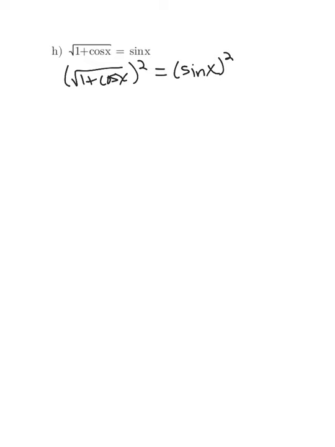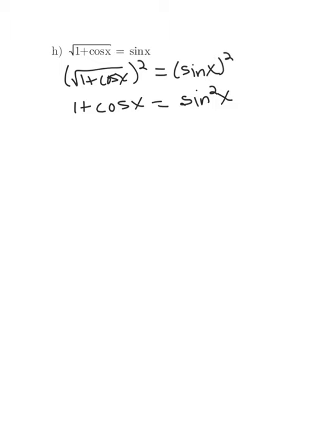When you square a square root, they offset each other, cancel if you will, and you would be left with just 1 plus cosine x. Squaring the sine just gives you sine squared x. So what happens now is we got rid of the square root, which is great, but now we have two different functions. So what we are going to do is think about the fact that we have a Pythagorean identity that uses sine squared and cosine squared.